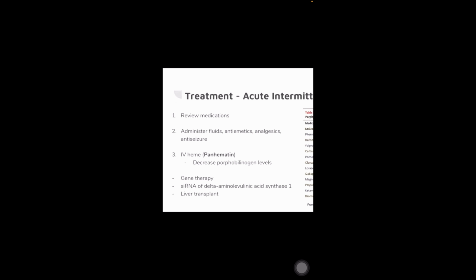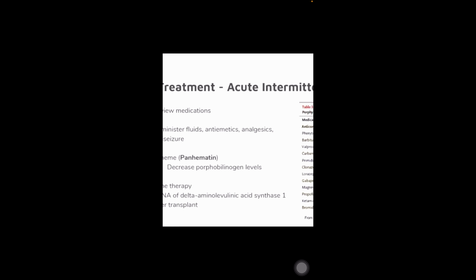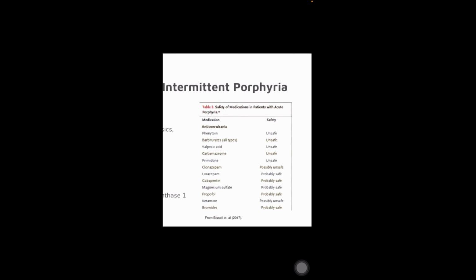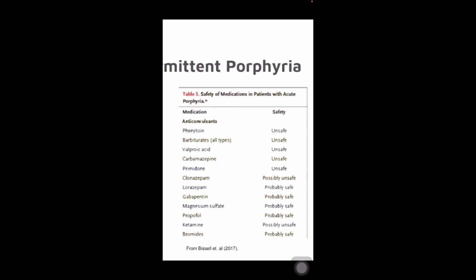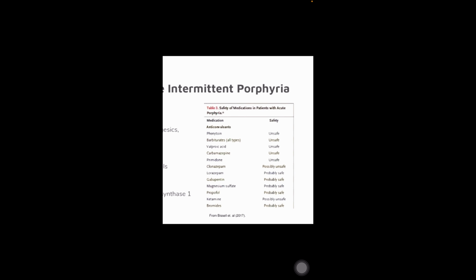Also liver transplant, because they have a problem with the liver, at the end of the day, they can end up with liver cancer, liver cirrhosis, siRNA of the delta aminolevulinic acid synthase 1, okay? And these are some of the medications you can give for acute porphyria. A lot are unsafe, phenytoin unsafe, barbiturates unsafe, okay? Valproic acid is unsafe, carbamazepine is unsafe, okay? Some of it are unsafe, and some are quite safe, and propofol and ketamine and gabapentin, lorazepam, etc.